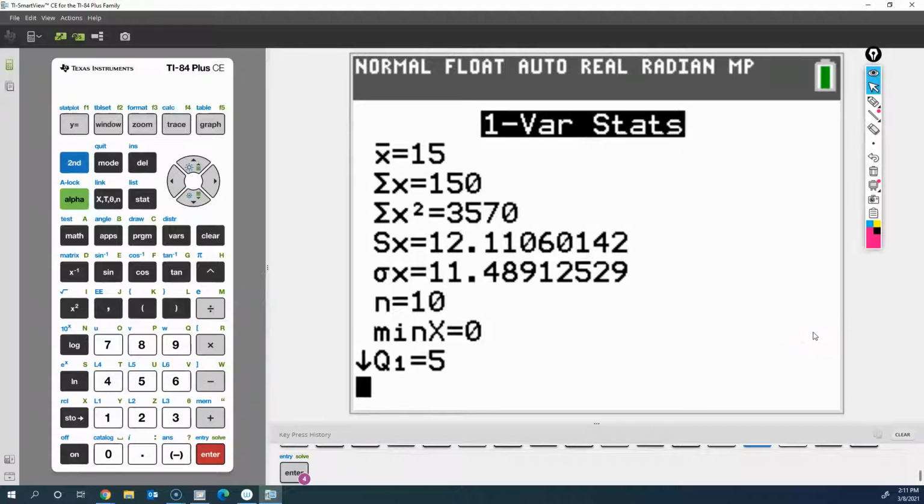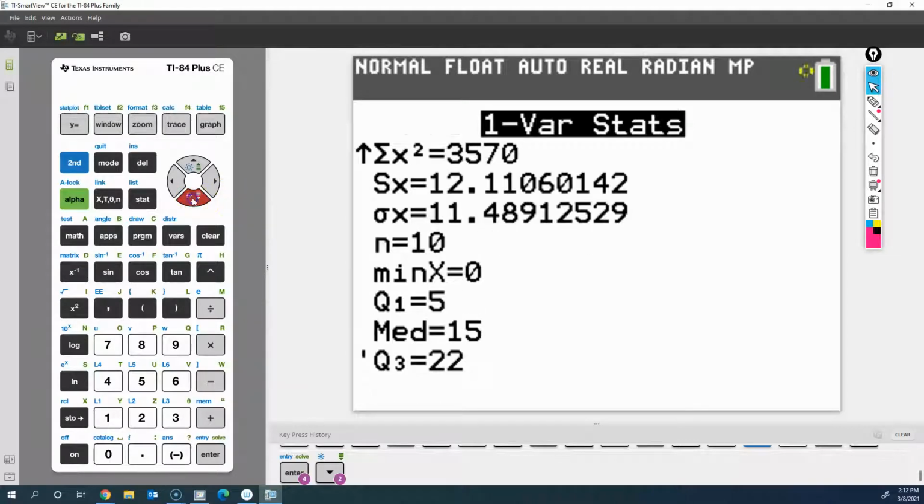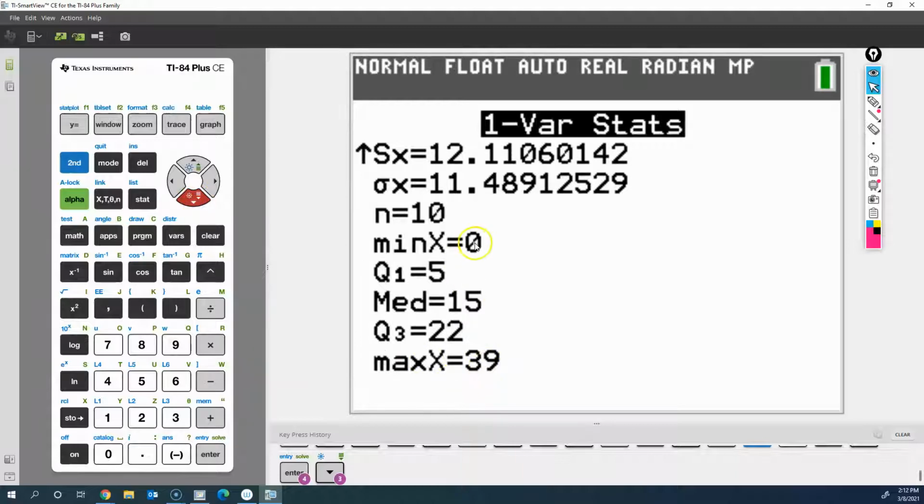So even though this person had the same sum, 150, had the same average, 15, had the same median, let's see, I gotta go down, 15. Okay, the range would have been, let's see, the high take away the low. So 39 take away 0. And then this standard deviation is 11.5.